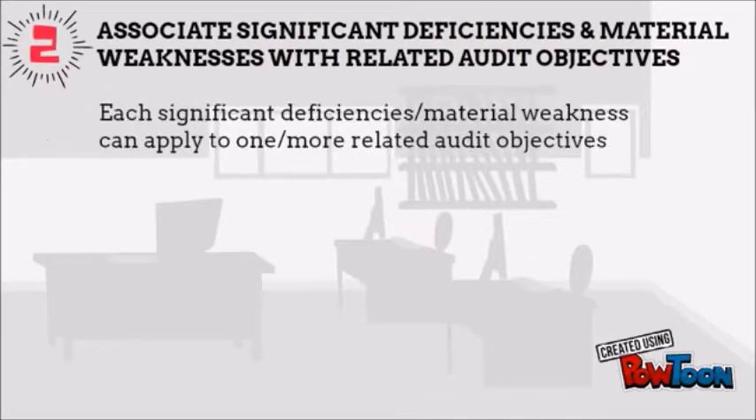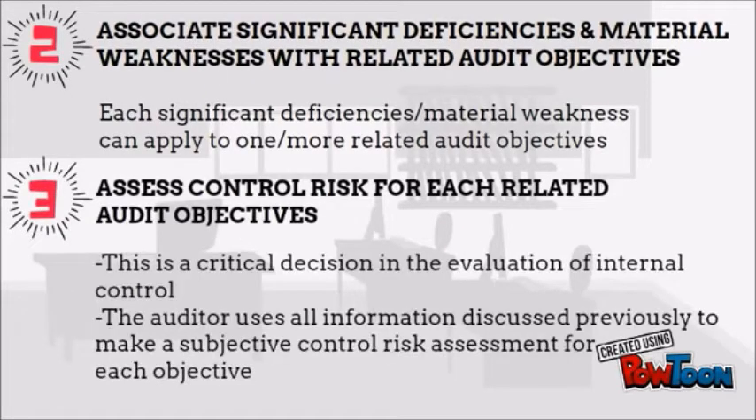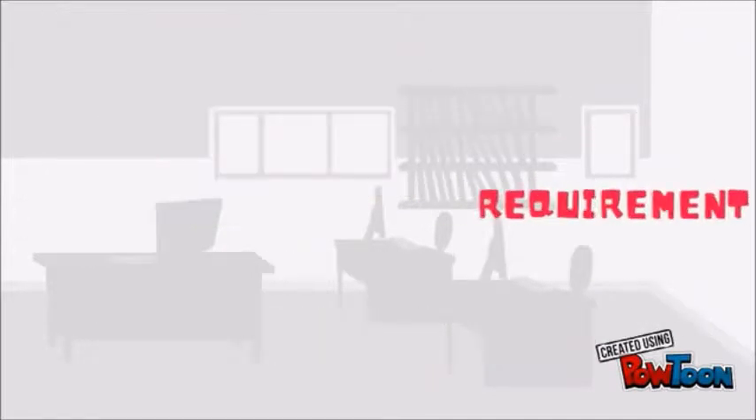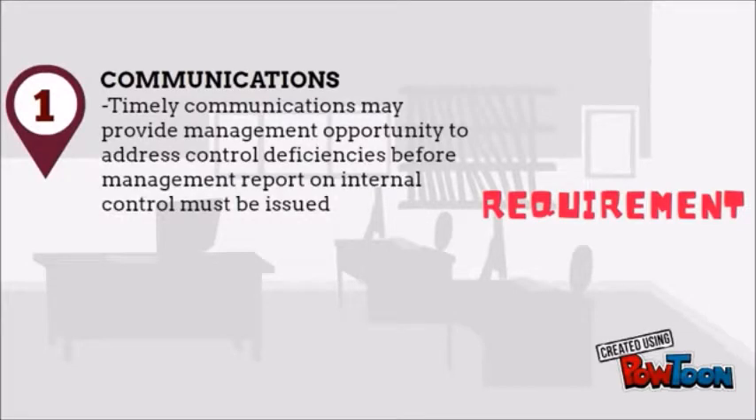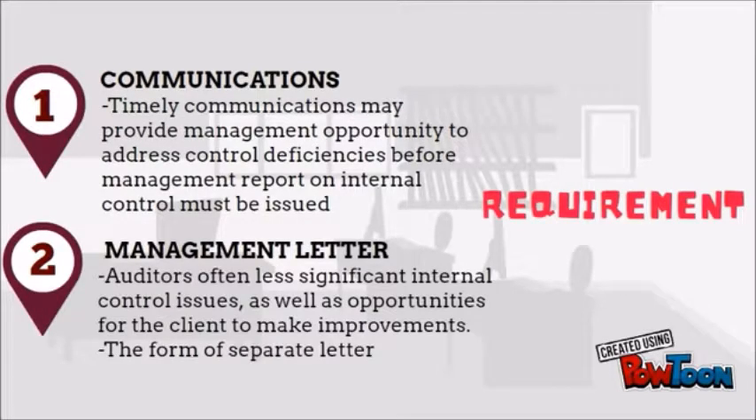Second, associate significant deficiencies and material weaknesses with related audit objective. Third, assess control risk for each related audit objective. How about requirement? First, communication with management. Second, management letter by auditors.